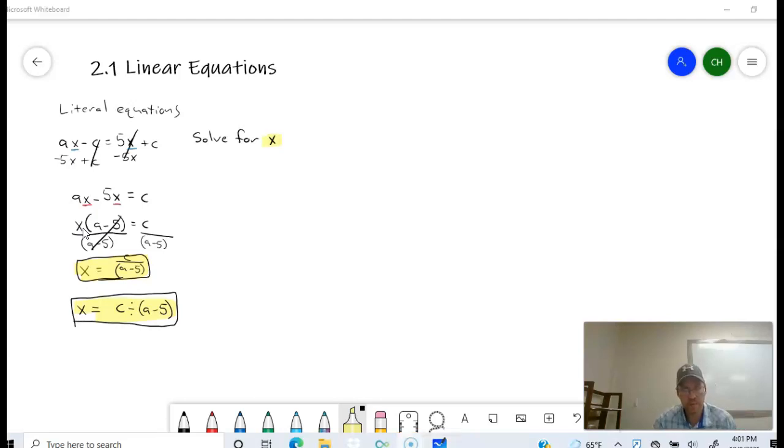All right, that wraps up section 2.1, linear equations. You just got to get some practice on these. They're not going to be terribly difficult, but you got to remember those 4 steps. Simplify both sides of the equation. Use the addition property of equality to get the x's, the variables, on one side, everything else on the other. Use the multiplication property of equality to get rid of the coefficient, and then double check your answer.